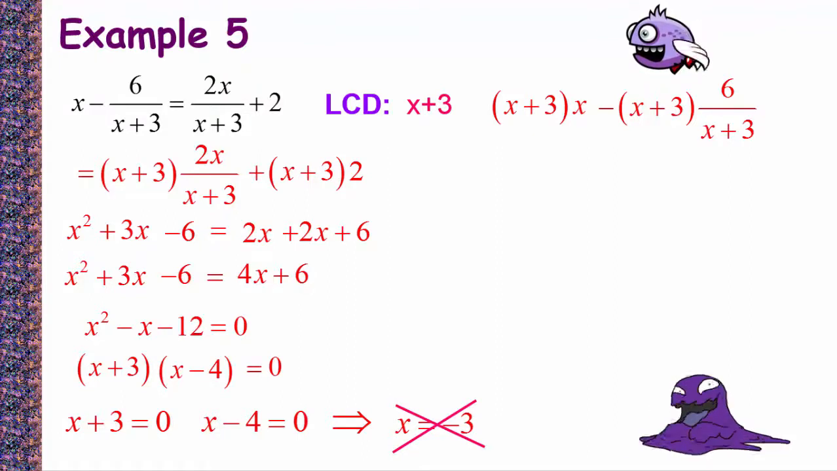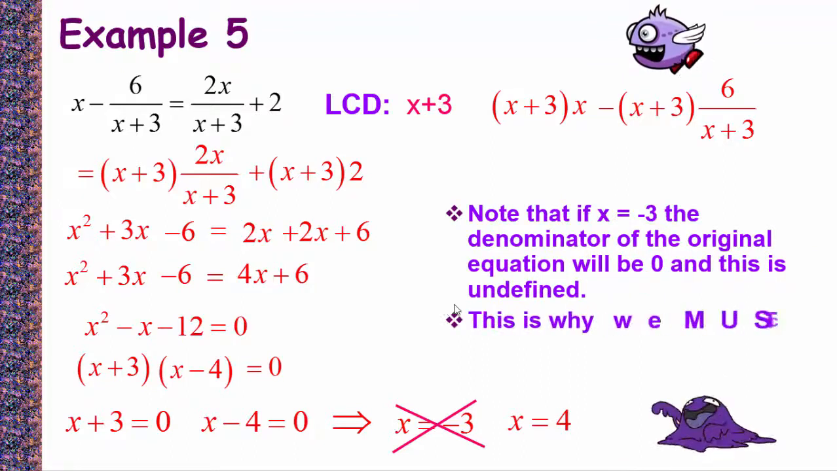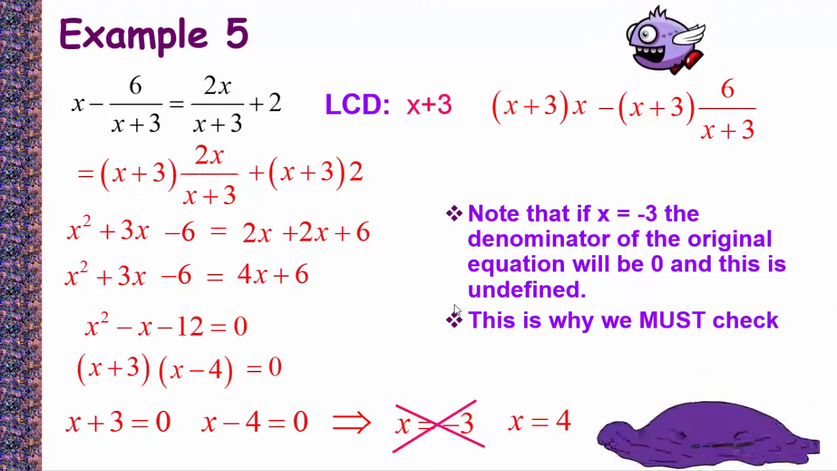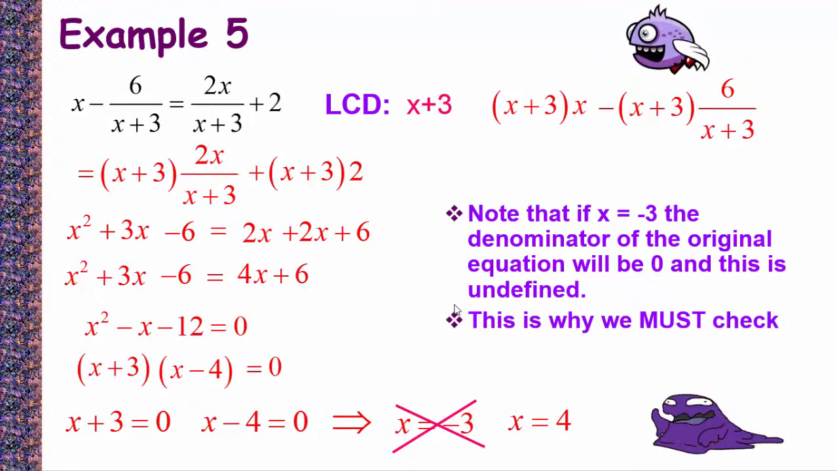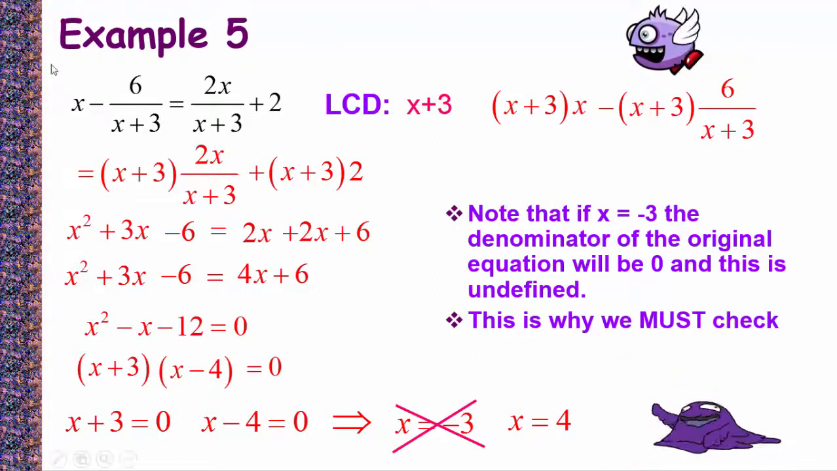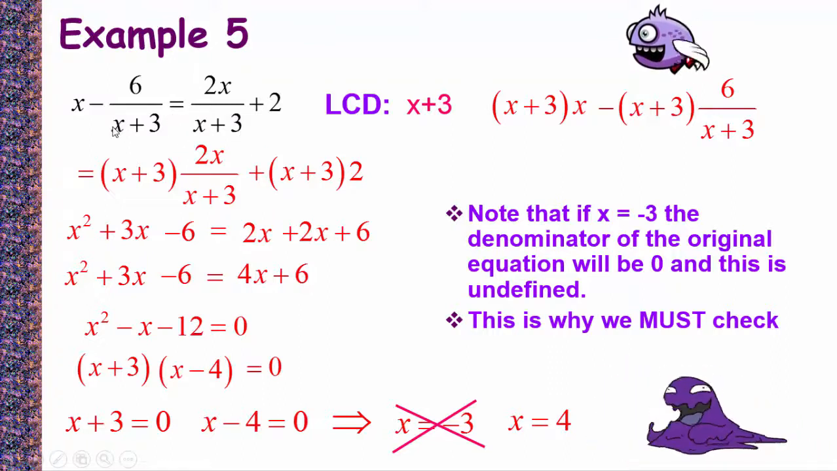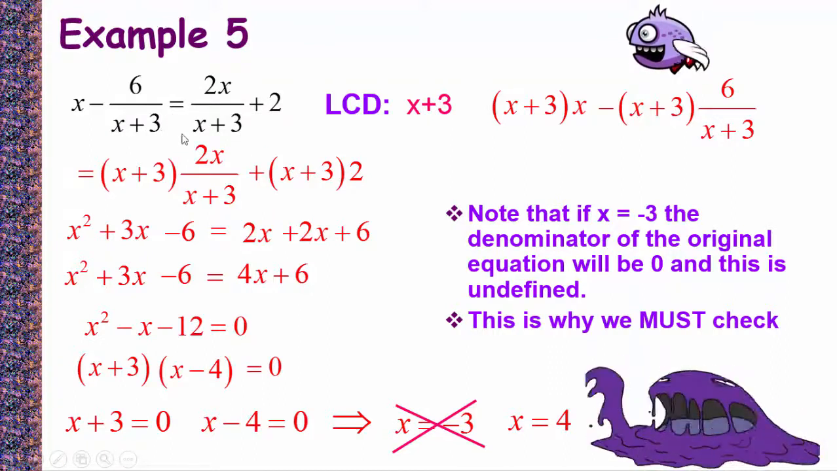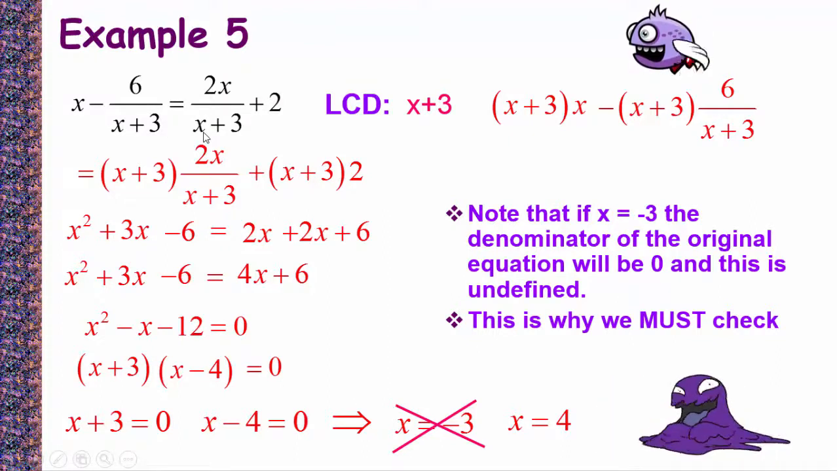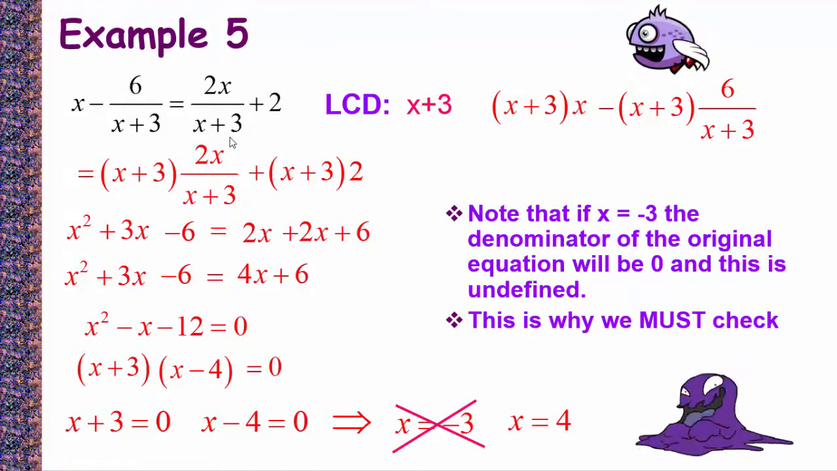But the negative 3 is not good. If x is equal to negative 3, the denominator of the original equation will be 0, and this is undefined. This is why we must check. So if we substitute in negative 3 in the denominator here, we see negative 3 plus 3 is equal to 0, and here also negative 3 plus 3 is equal to 0, and that is no good.